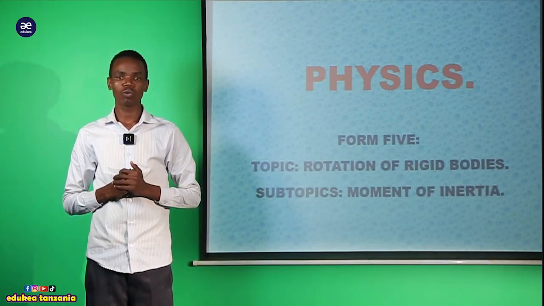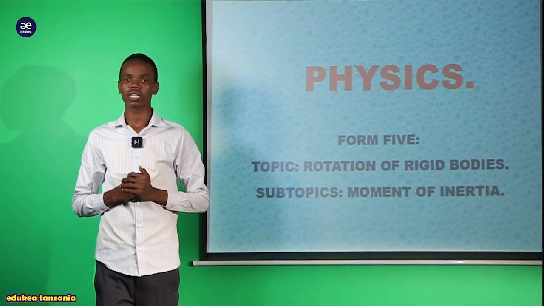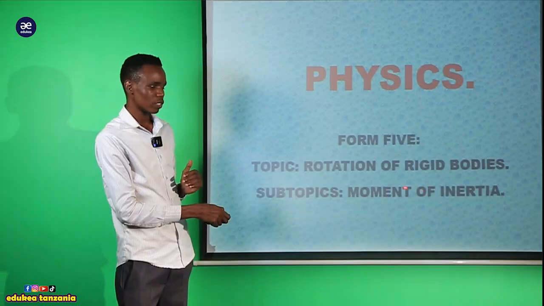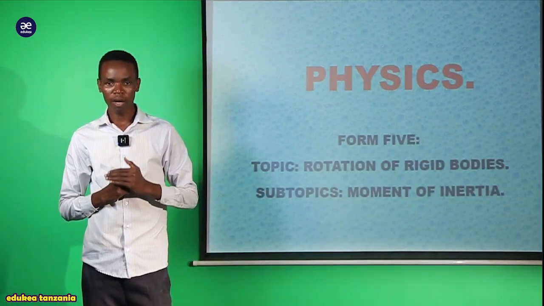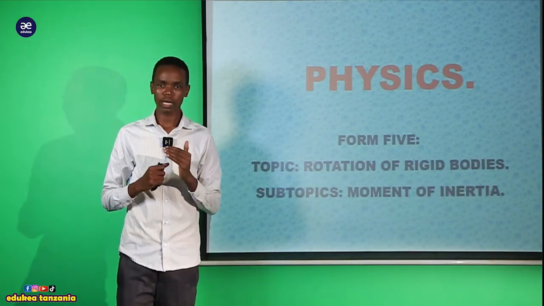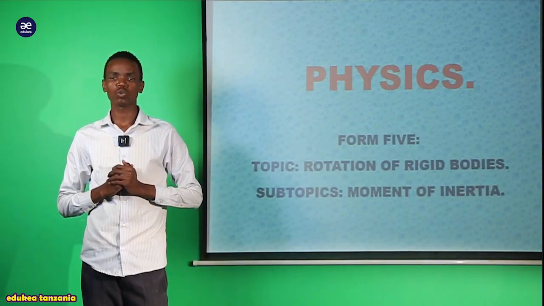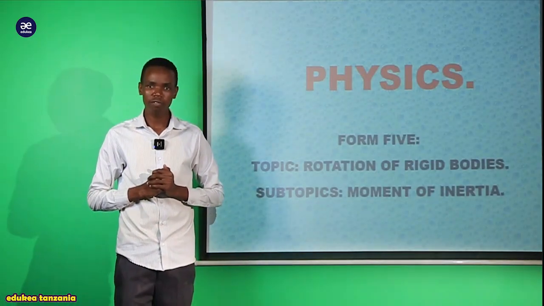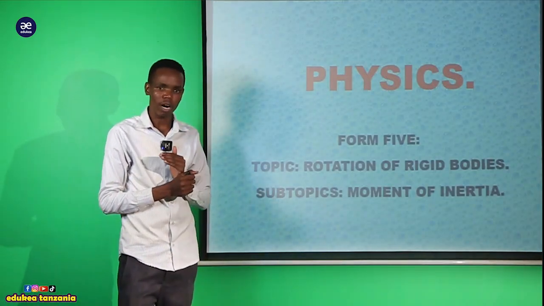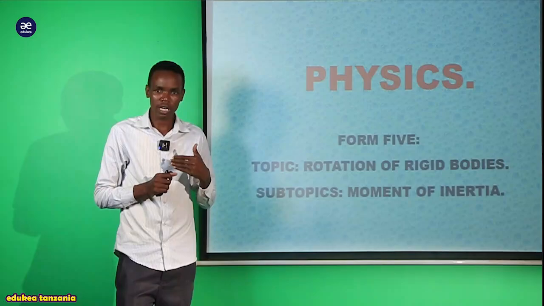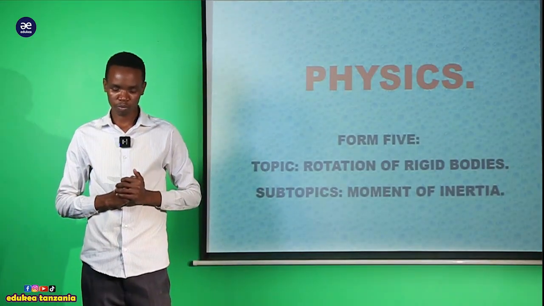And today we are going to proceed with our discussion for our topic of rotation of a rigid body, for our subtopic of the moment of inertia. Now, before we proceed, we are supposed to remember where we ended on the last session. On the last session, we tried to see how we can derive the moment of inertia for the hollow sphere that is rotating on an axis through the center.